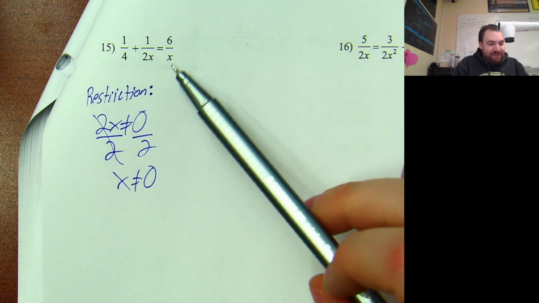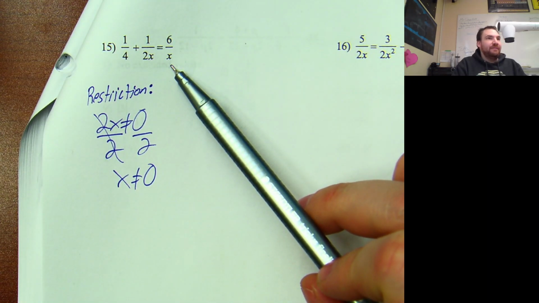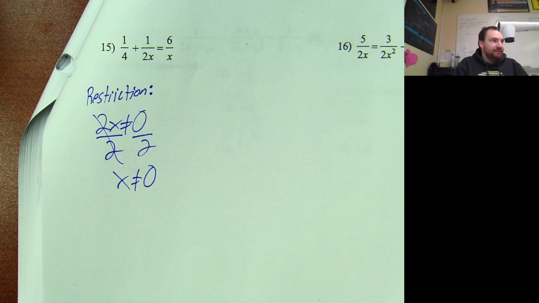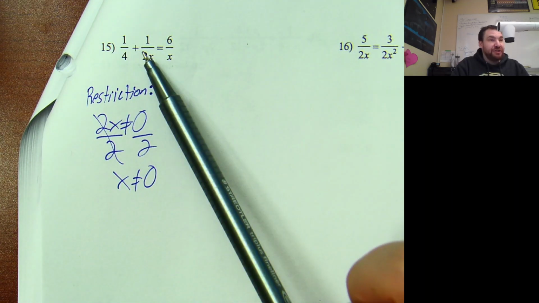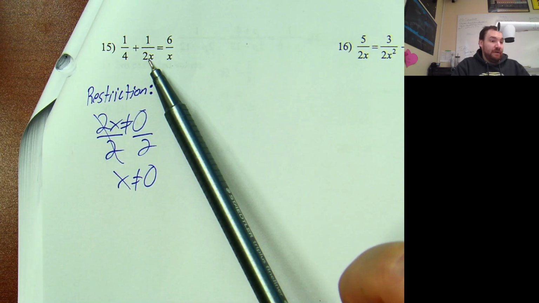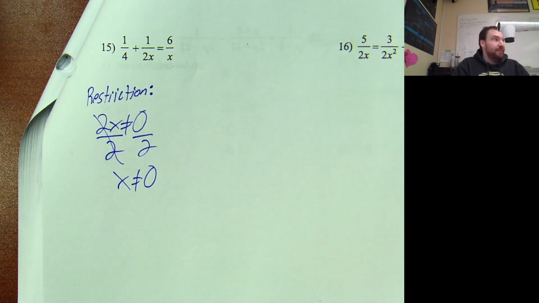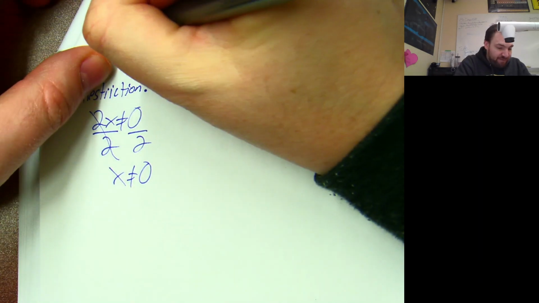Is this restriction going to be any different? No. So I don't need to do it again. Now I want to get rid of my denominators. What is the lowest common denominator of 4, 2x, and x? Carolyn. It's going to be 4x. Because the lowest common denominator of 4 and 2 is going to be? And of x is going to be? x. So the lowest common denominator of all of that is 4x. So I'm going to multiply through by 4x.